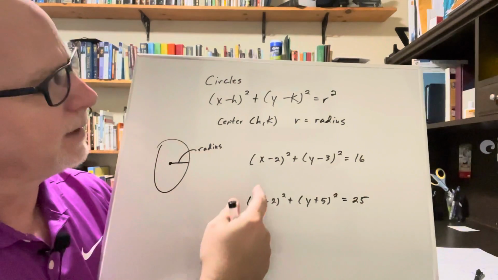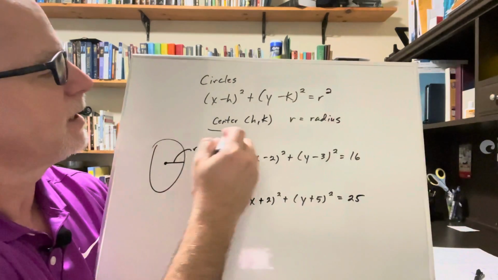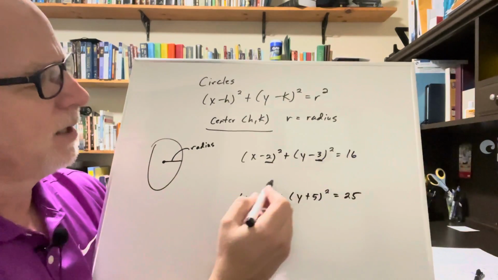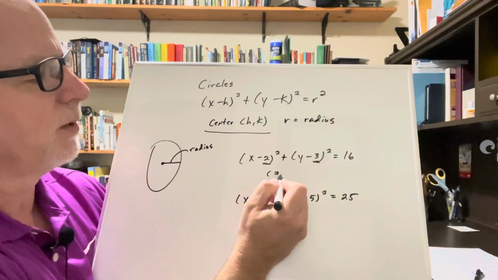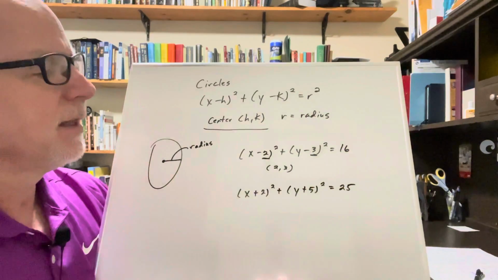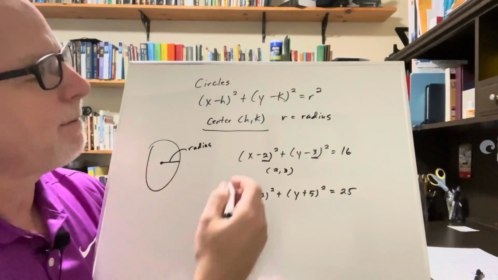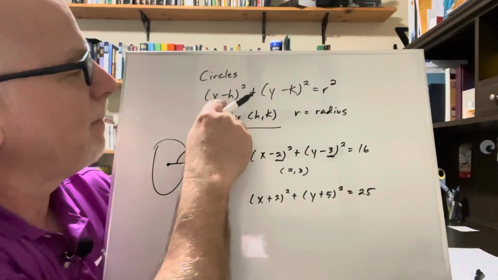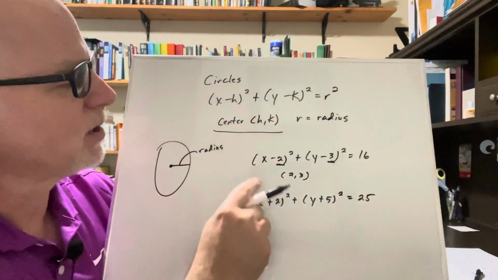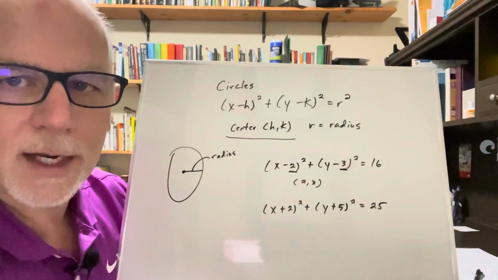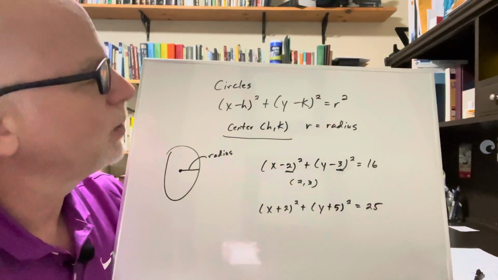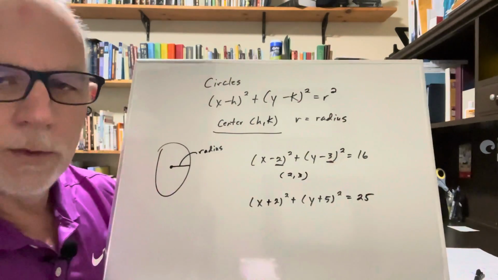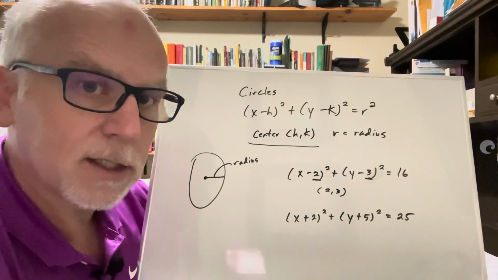So in this formula, notice that the center is the (h, k) value. So here's h and here's k. The center of this circle would be (2, 3), that ordered pair. Notice the minus sign is built into the formula already. So it's x minus h, so h is whatever is over here on the other side of the minus sign. So it's 2 here, and k is 3. So the ordered pair (2, 3) is the center.